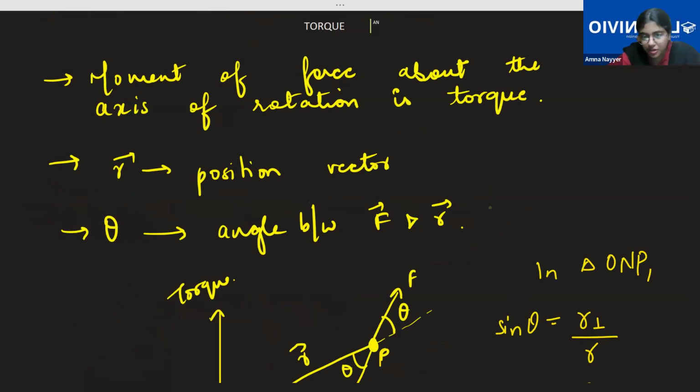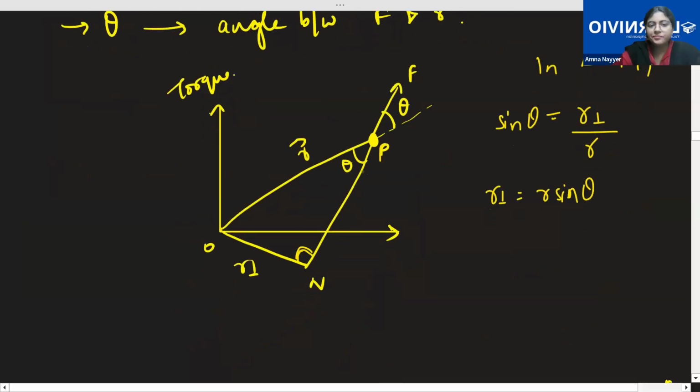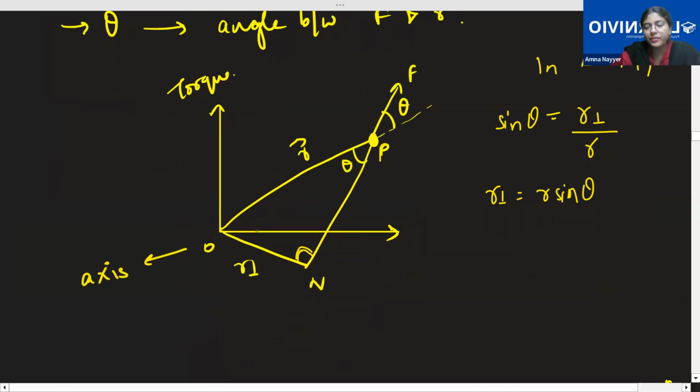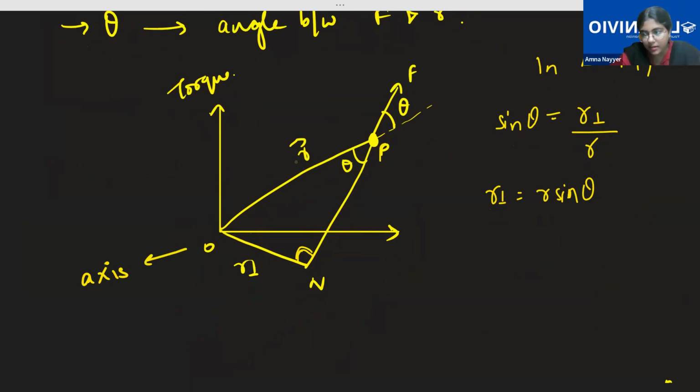Let's say R is the position vector. I'll show you the figure. See, this is the graphical axis. This O is the actual axis of rotation. This is the axis that we are considering. So from the axis to a point P, the separation is the R vector. From here, a force is applied. This is the applied force.